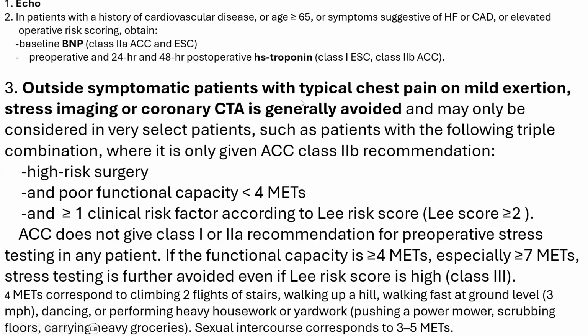So it's high-risk surgery, mainly vascular surgery, with poor functional capacity, less than 4 METs, and a high clinical risk score like a Lee risk score. ACC does not give a class 1 or 2A recommendation for preoperative stress testing in any patient. And again, even that triple combination, I would favor avoiding testing. Just remember, no coronary testing unless severe typical exertional angina on mild effort.